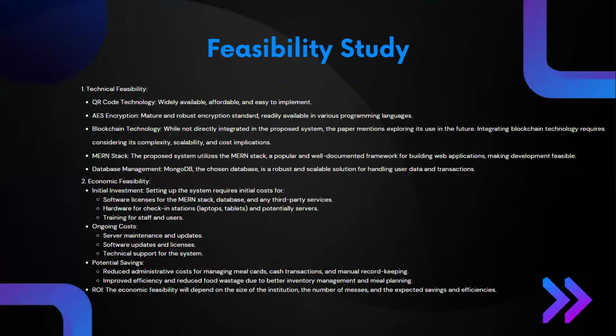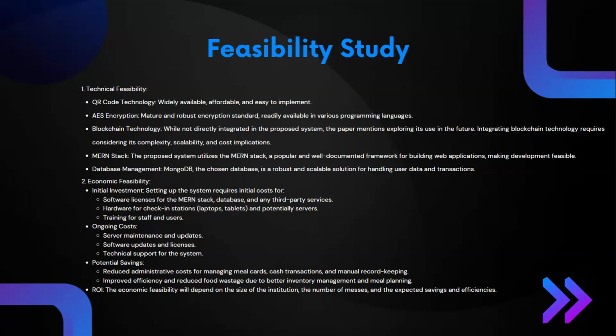Next is the feasibility study. So our feasibility study assesses the technical, economical, and operational aspects. So, technical feasibility: QR code, AES encryption, password hashing, JWT tokens, and the MERN stack, that is MongoDB as the database, Express.js as the web application framework, React.js as the frontend, and Node.js as the backend, were chosen for their availability, documentation, and wide use.